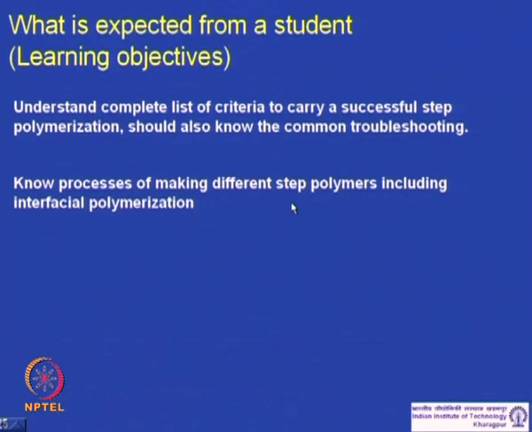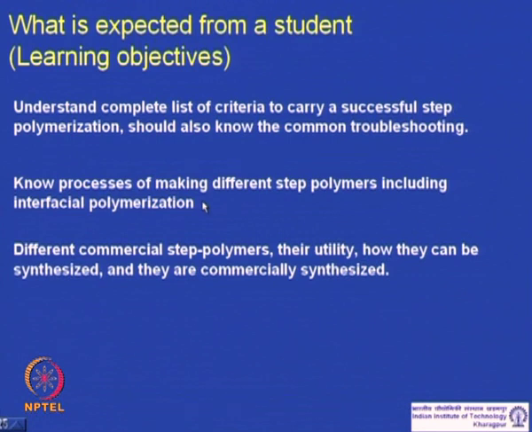And you also know what the common step polymers are, what their properties are, and what the different ways of making step polymers are. Same polymers can be made in different ways, including what is the fundamental difference in interfacial polymerization. They utilize the very fast reaction of diacyl chloride, and what are the mechanism and what are the problems in interfacial polymerization. And finally, different commercial polymers.